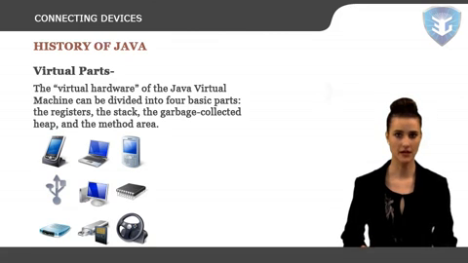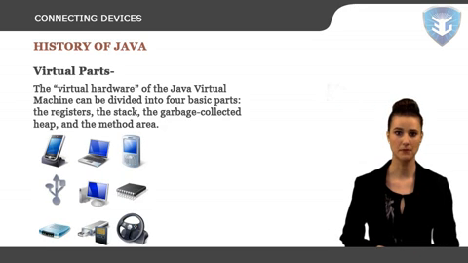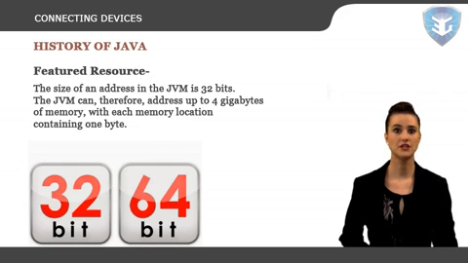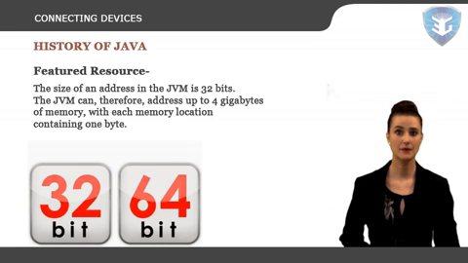These parts are abstract just like the machine they compose, but they must exist in some form in every JVM implementation. The size of an address in the JVM is 32 bits. The JVM can therefore address up to 4 gigabytes of memory, with each memory location containing 1 byte. Each register in the JVM stores one 32-bit address. The stack, the garbage collected heap, and the method area reside somewhere within the 4 gigabytes of addressable memory. The exact location of these memory areas is a decision of the implementer of each particular JVM.